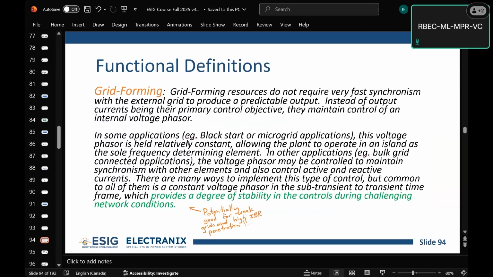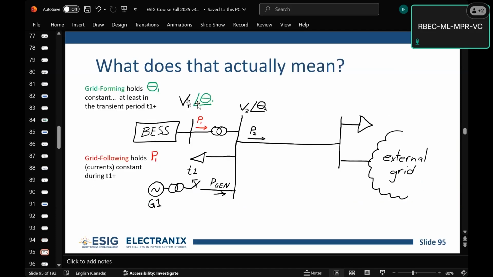So here's our test system. What we have here is a battery, which could be grid forming or grid following. And then we have a terminal bus, and then a transformer, and then a common station bus here. And then we have a load. And then I have a generator, synchronous generator with a breaker, and then a connection to an external grid with load and other things. Okay, this is the test system we're going to use.